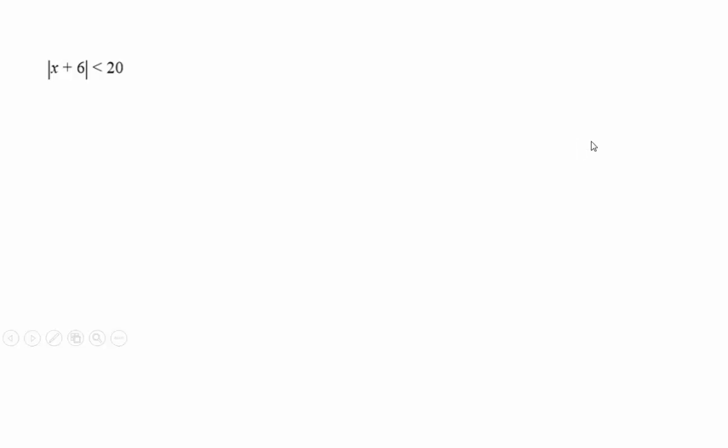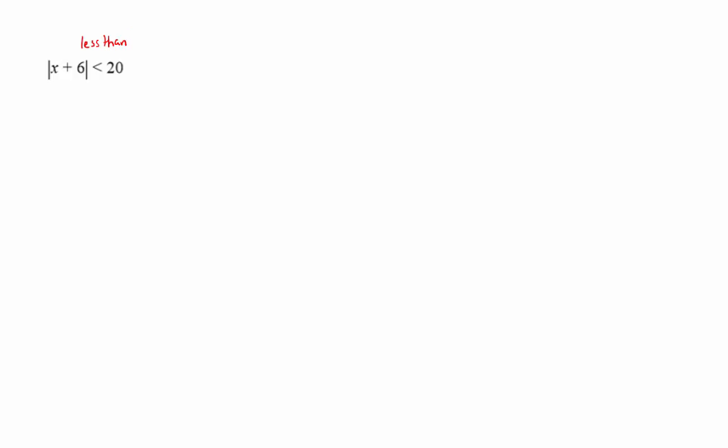We're going to solve the absolute value of x plus 6 is less than 20. The key here is first to isolate the absolute value, but in this case it's already by itself. And then you want to say, okay, is this a less than problem or a greater than problem? It's a less than problem.